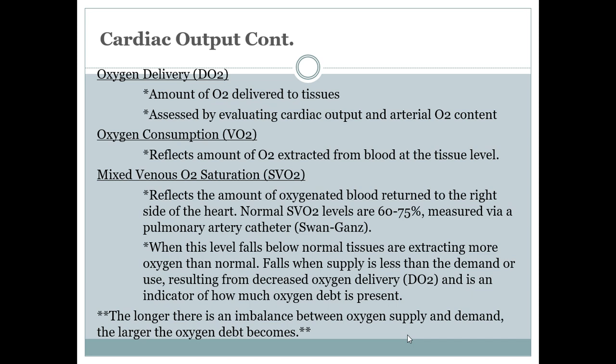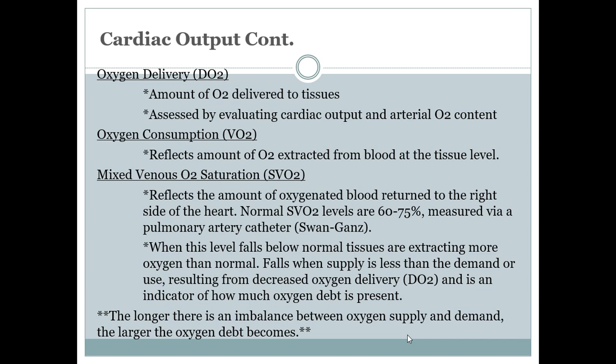And then you also have a mixed venous oxygen saturation, or your SVO2. SVO2 reflects the amount of oxygen in the blood that is returned to the right heart. It's a measurement of the oxygen saturation from mixed venous blood in the pulmonary artery. Normal SVO2 levels are 60 to 75% and are measured via a pulmonary artery catheter. Remember that Swan-Ganz catheter, PAC.